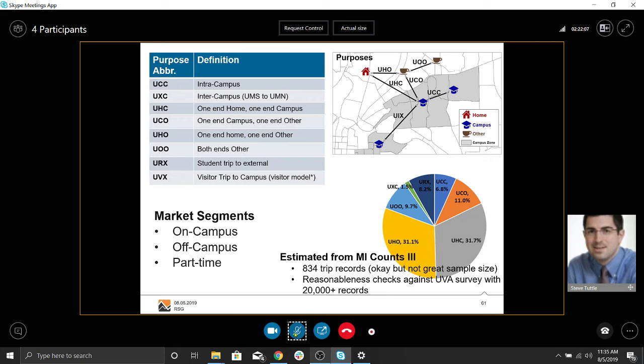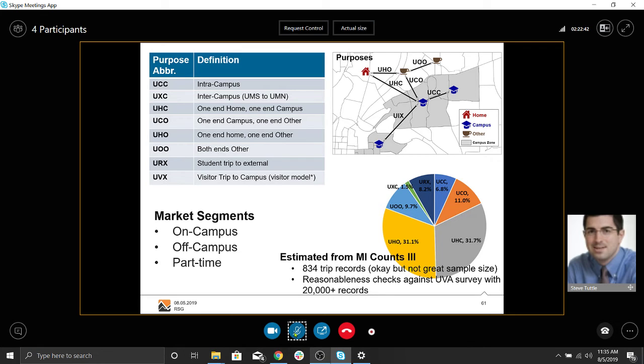So the data came from the university students in the MI Travel Counts 3 survey. Among those students, there were 834 self-identified university students in the Watts area that made 334 trips. I know there are questions about university purpose, like what are you doing. It's a small sample size, but it's certainly not great.